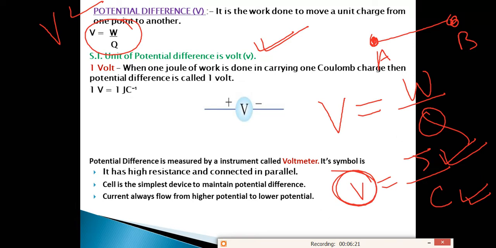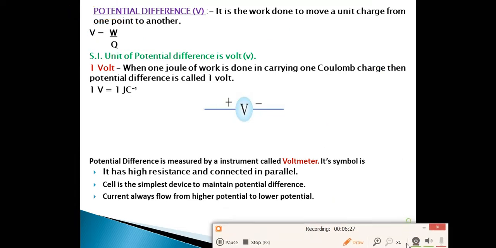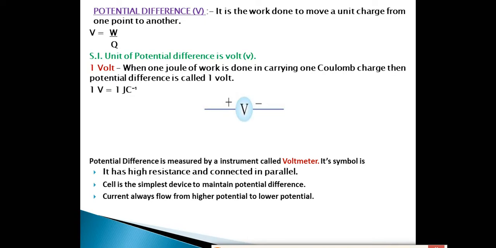And this is the symbol for voltmeter. Now, potential difference is measured by an instrument, just like an ammeter is used to measure current. Potential difference is measured by an instrument called voltmeter, and the symbol of voltmeter is this one. You have to put capital V inside the circle, with plus and minus sign. It has high resistance and is connected in parallel.